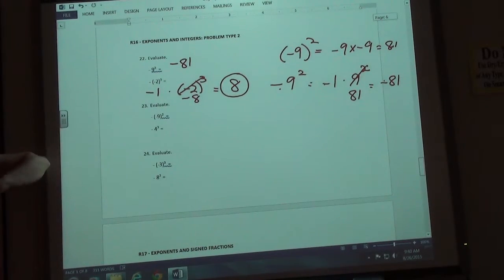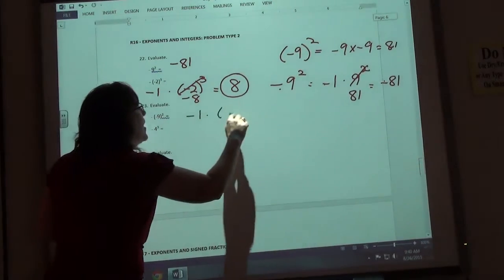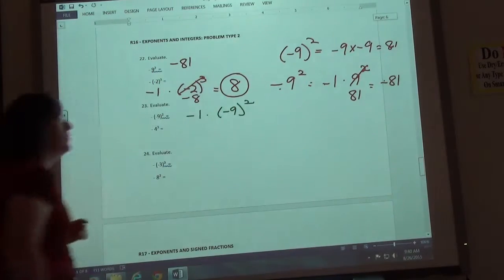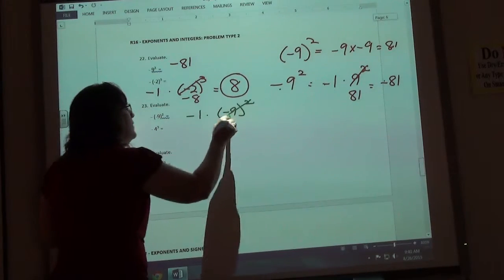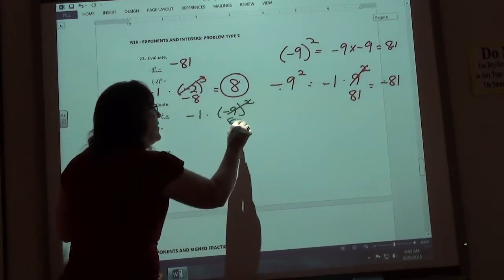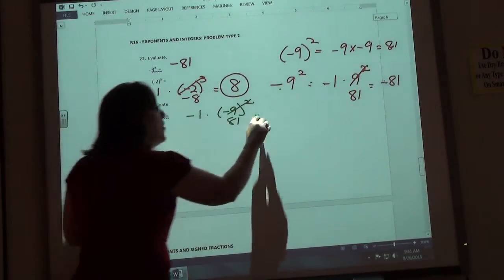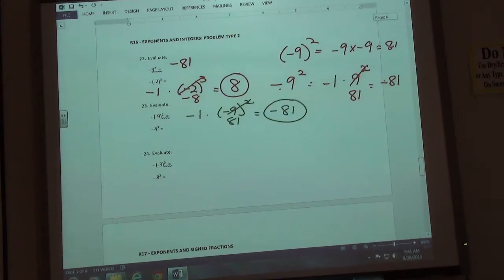So if I look at number 23, what that means is that I'm going to take negative 1 times my negative 9 squared. If I do my exponent first, negative 9 squared is 81. And then I'm going to take negative 1 times 81. So I end up with negative 81 for my answer.